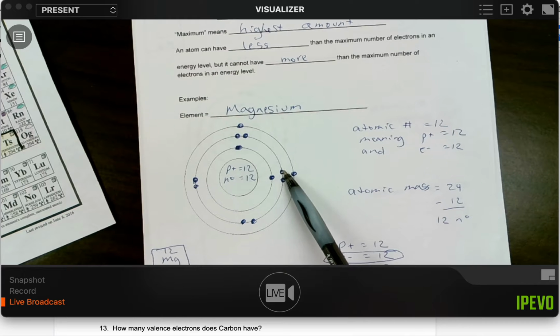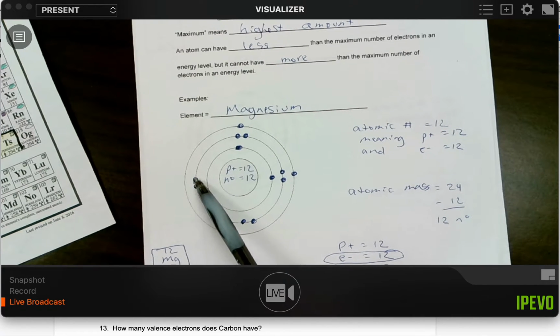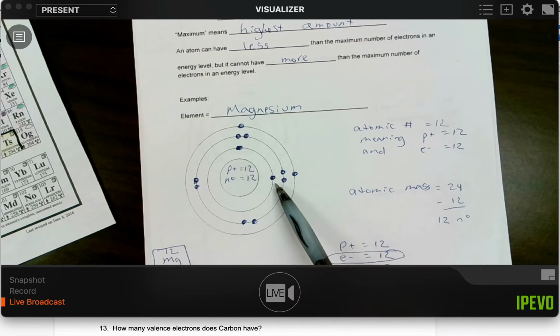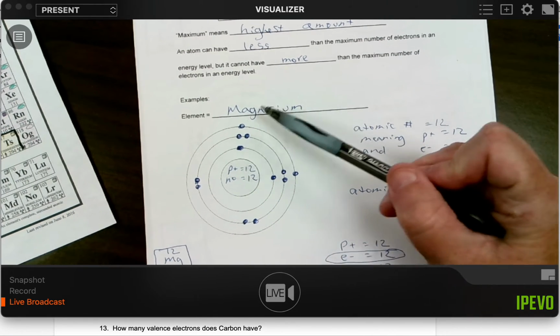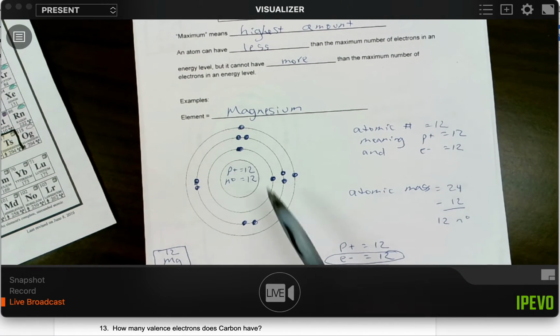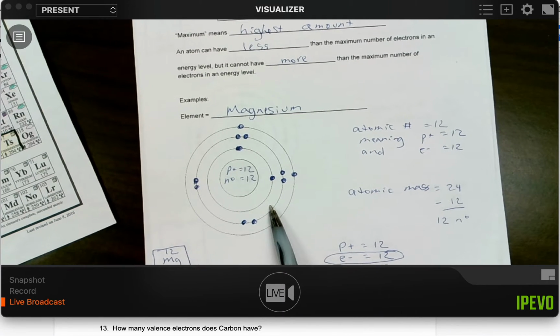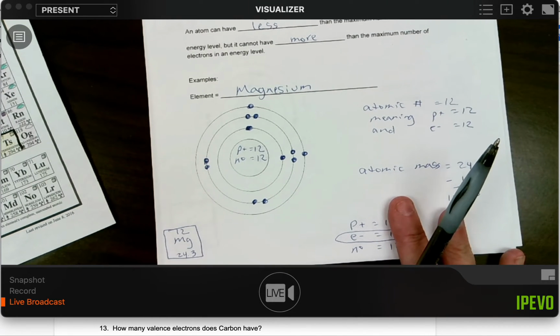1, 2, 3, 4, 5, 6, 7, 8. So now I have 2 plus 8, which gives me 10. I need 12, so I need 2 more. So on my third energy level, 1, 2. Now if I count up all these dots, and you want to make sure you do that, double check by counting your dots. If you have 12 electrons, you should have 12 dots on there. Okay, that's the Bohr model.